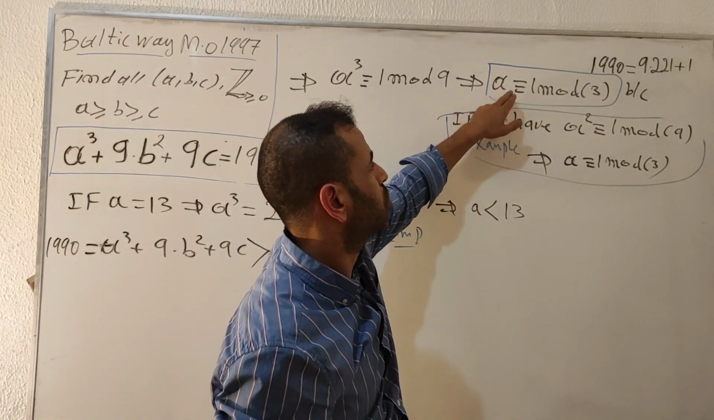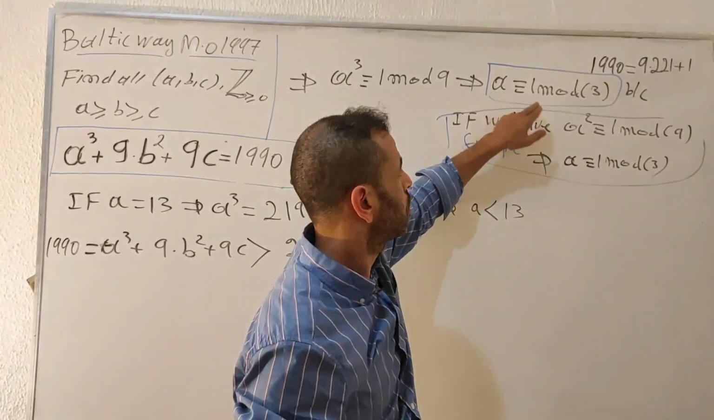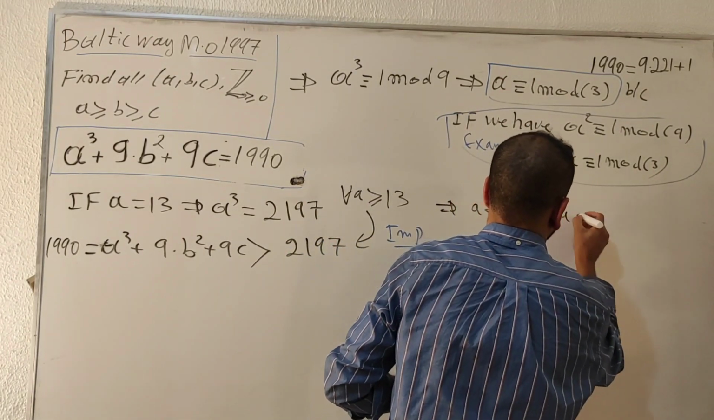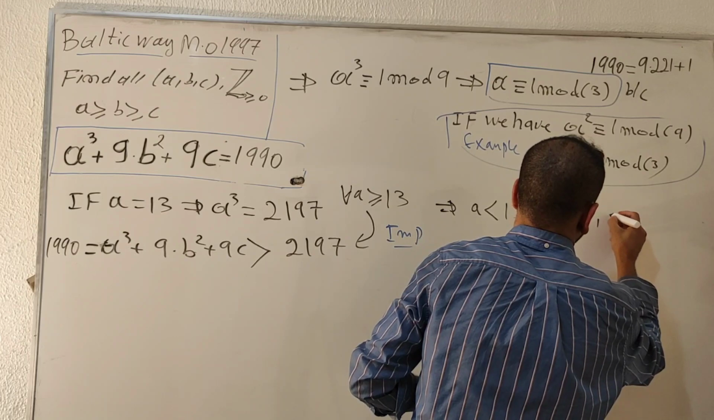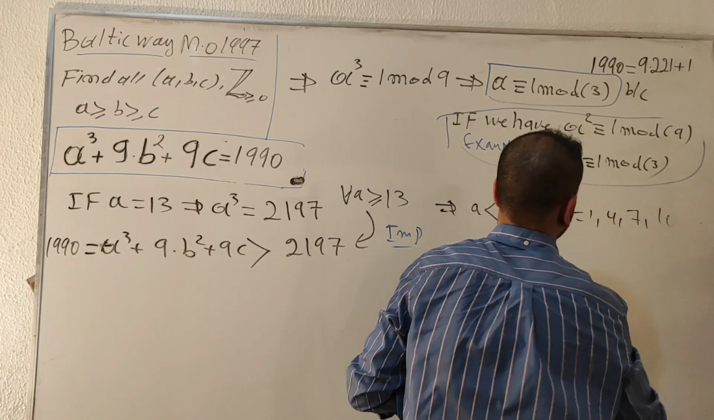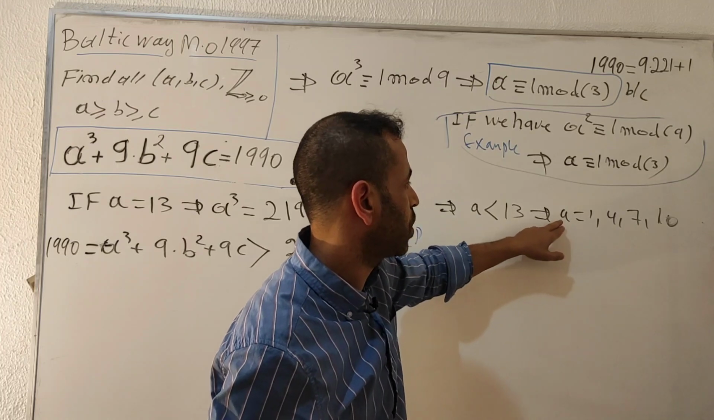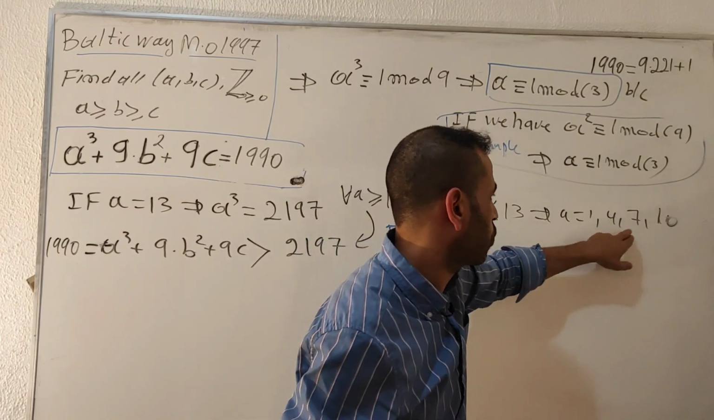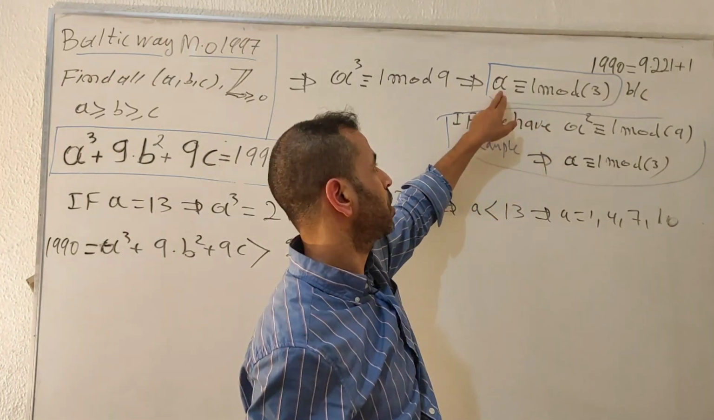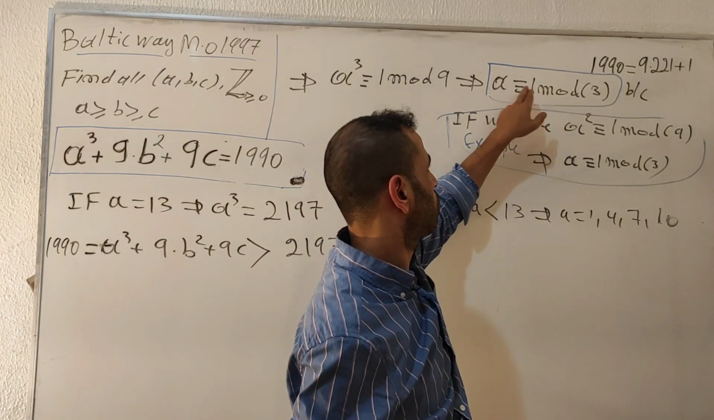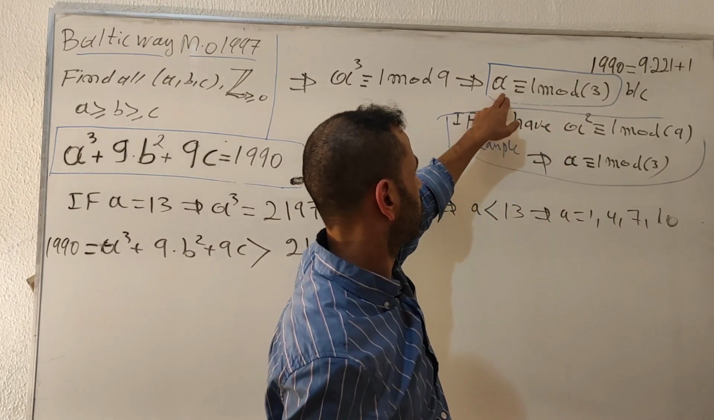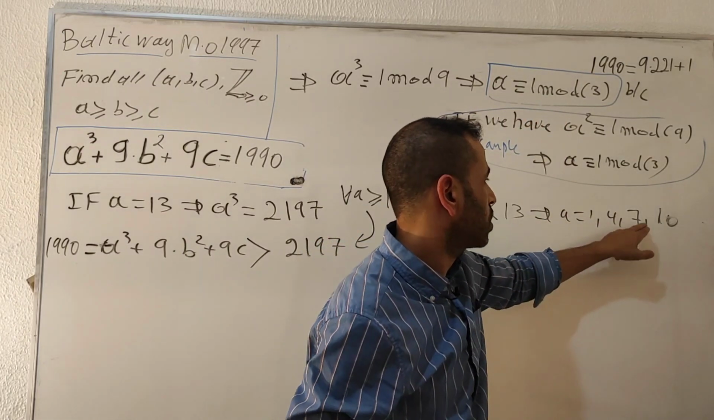So when a is congruent to 1 mod 3, the values of a must be 1, 4, 7, and 10. Okay, because all of these values of a, which are 1, 4, 7, and 10, satisfy this statement which we have here. Replacing number 1, you get 1 is congruent to 1 mod 3, which is true. Number 4 is the same thing here, as well as 7 and 10.